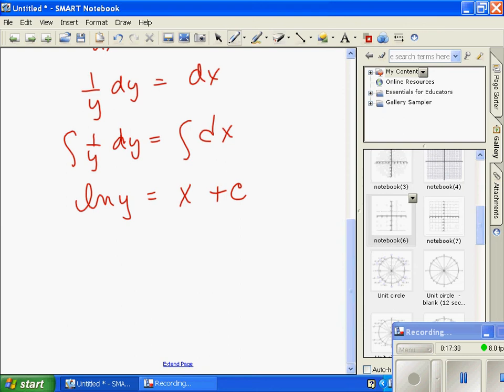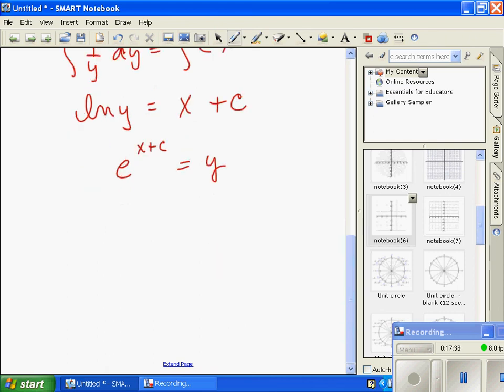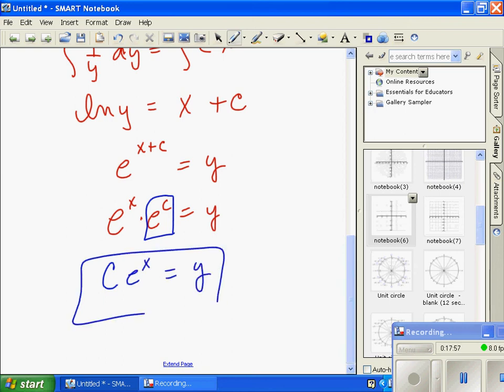Now we do have to solve for y here, so let's put this in exponential form. e to the x plus c is equal to y. Are you remembering this from first semester? This is probably just a really good review. So then remember, from here we didn't leave it like this. We would rewrite this as e to the x times e to the c. And e to the c, remember, this right here is just a constant. So I have my constant times e to the x equal to y. So there is a general solution.